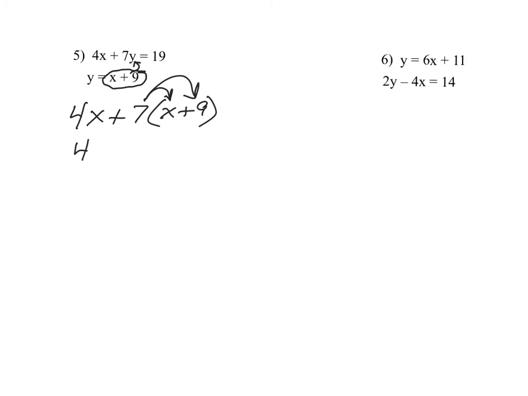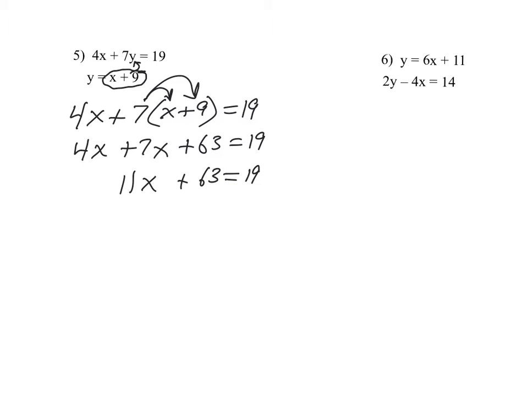So the 4x didn't change. 7 times 1x is 7x. Oops, I forgot to put what it's equal to. 7 times 9 is 63. And 4 plus 7 is 11x plus 63 equals 19. Take away 63, take away 63. Again, this is part of the solve by undoing.